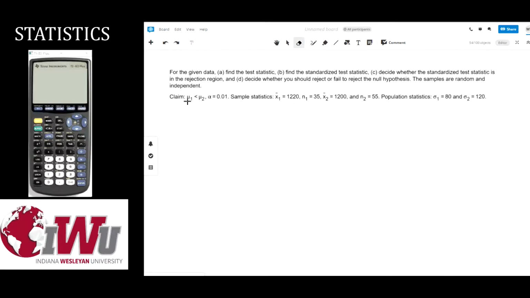We have all this information here. We have a claim, and if we notice here, there's no equal to sign. So that right there is actually going to be our alternative hypothesis. Let's get that down right away. We know our alternative is given right there in our claim. So we have mu one less than mu two.